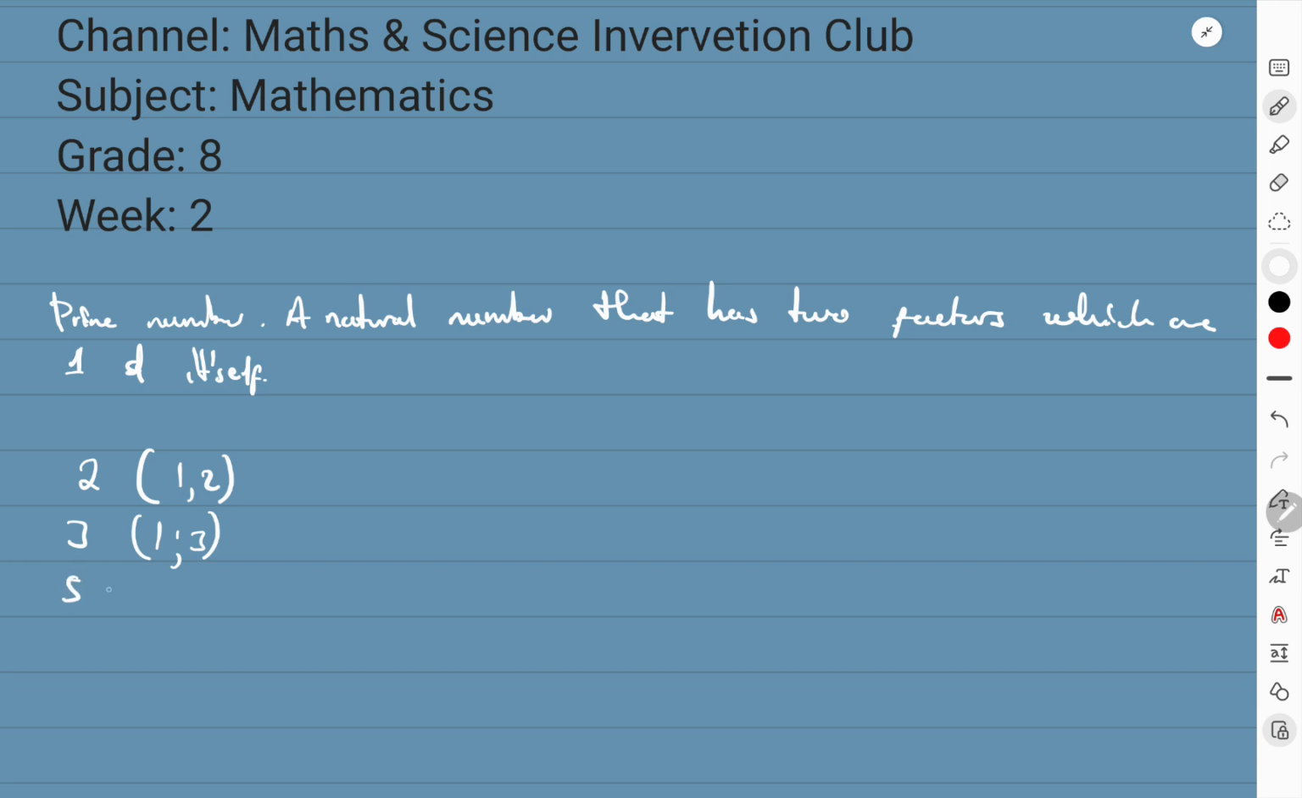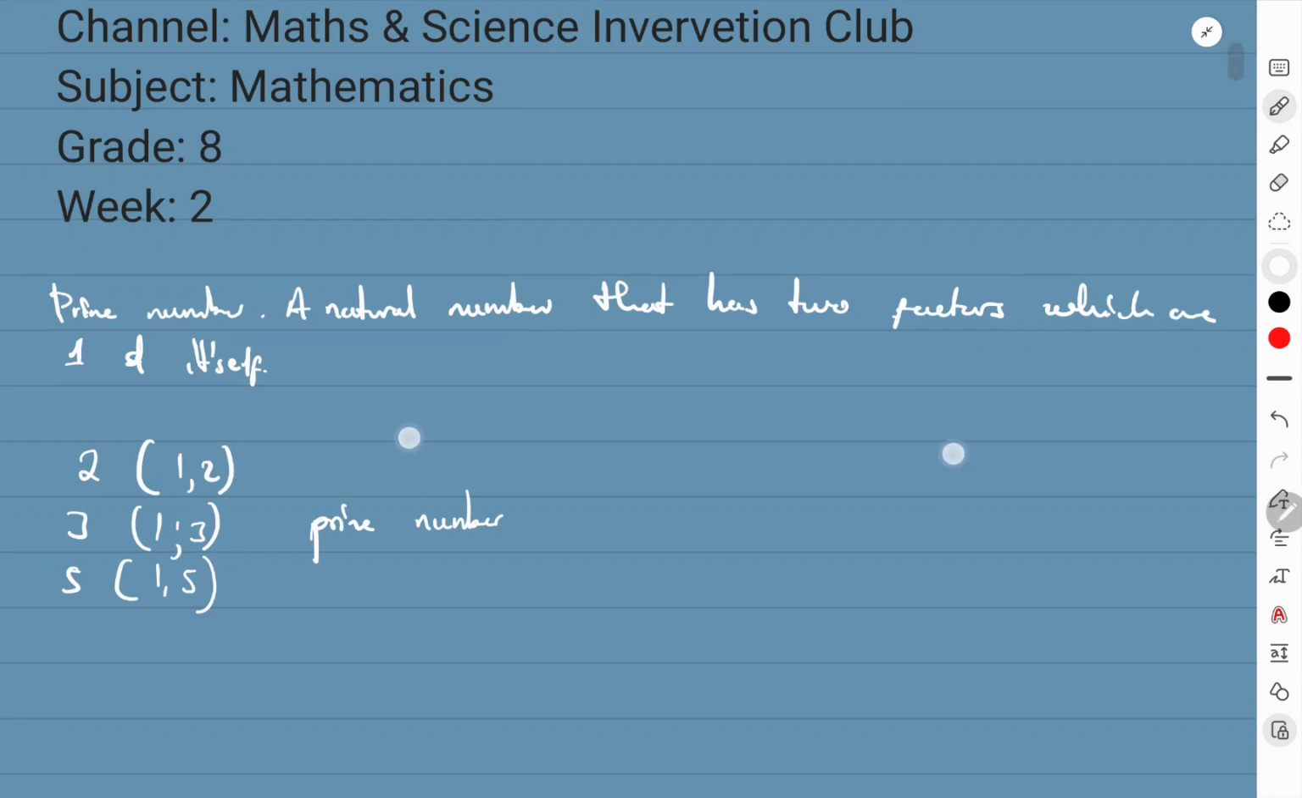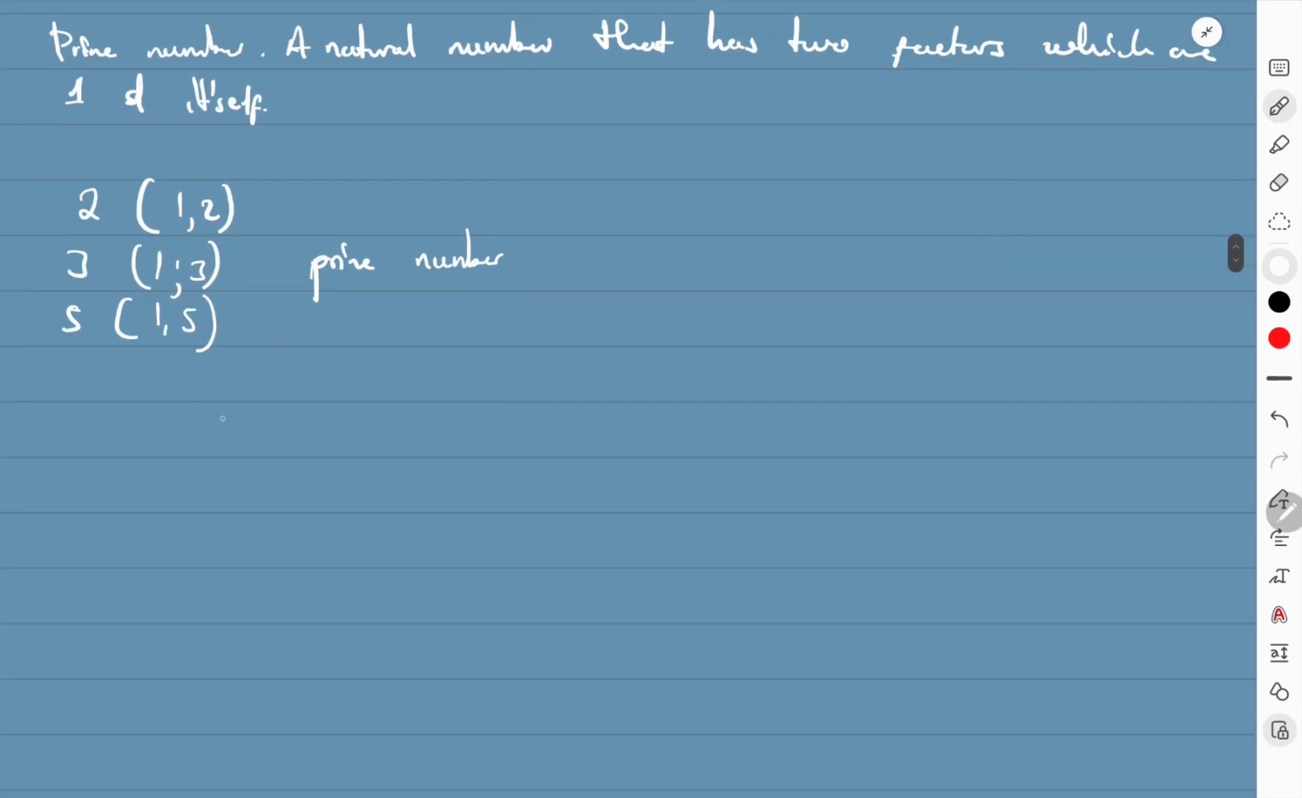Now let us look at 5, numbers that can go into 5 without leaving a remainder. It's 1 and 5. Therefore we can tell that these are prime numbers because they have two factors which are 1 and itself. Now after 5, we have a list of prime numbers. We are going to have a 2, a 3, a 5, a 7, an 11 and a 13. So these are the first 6 prime numbers, right?